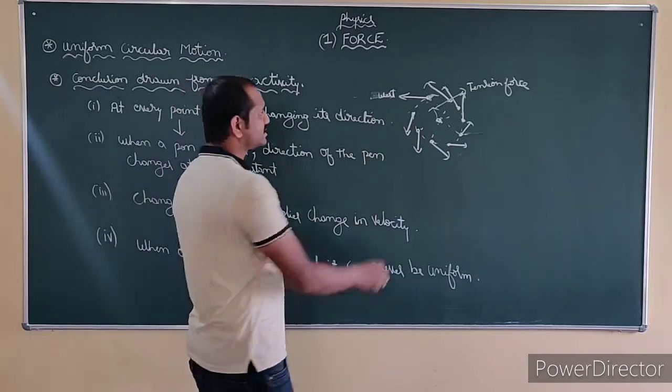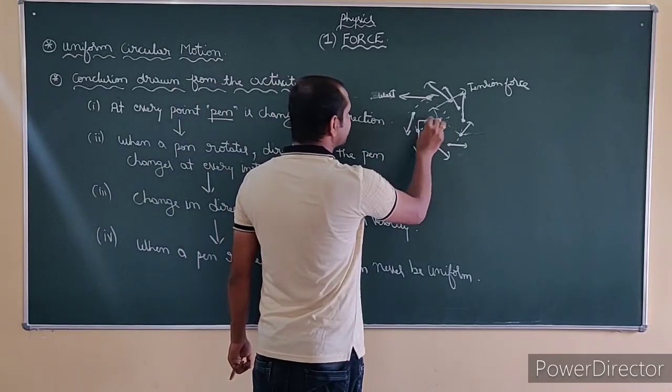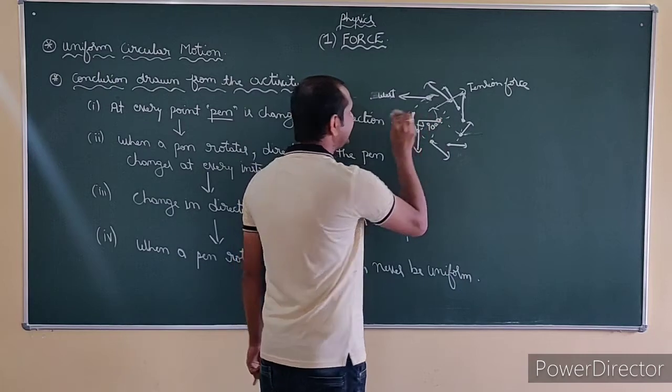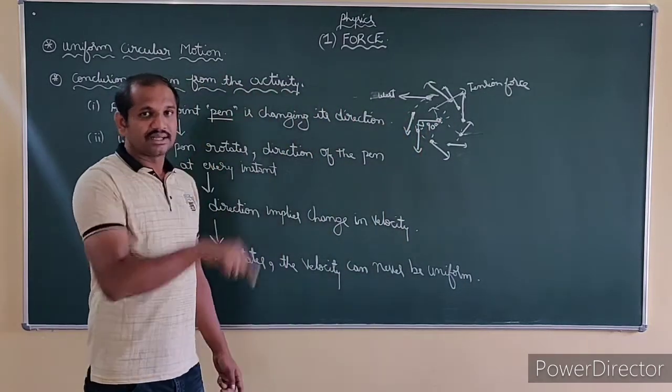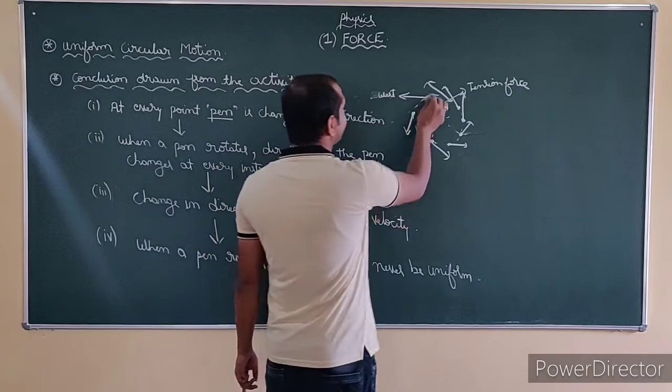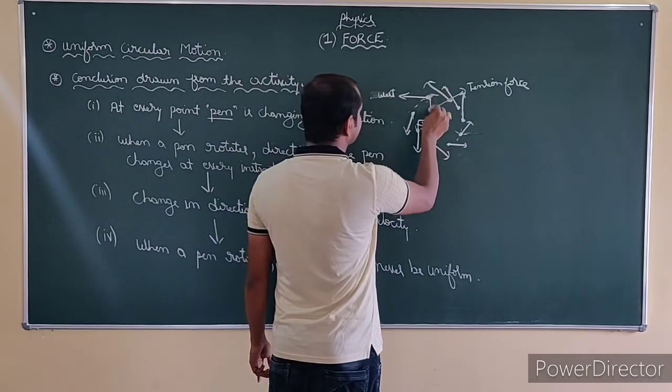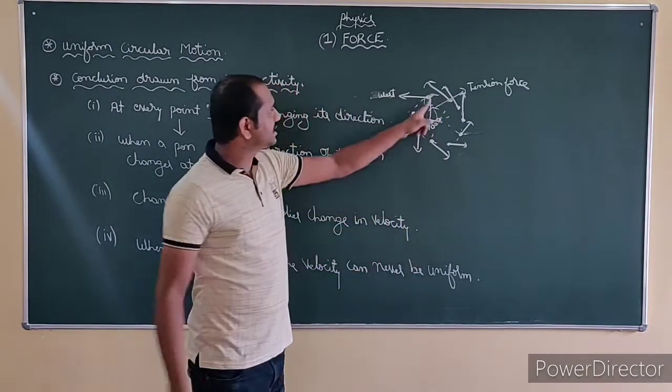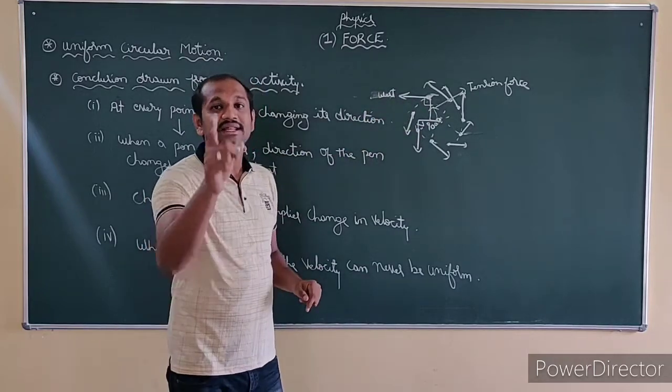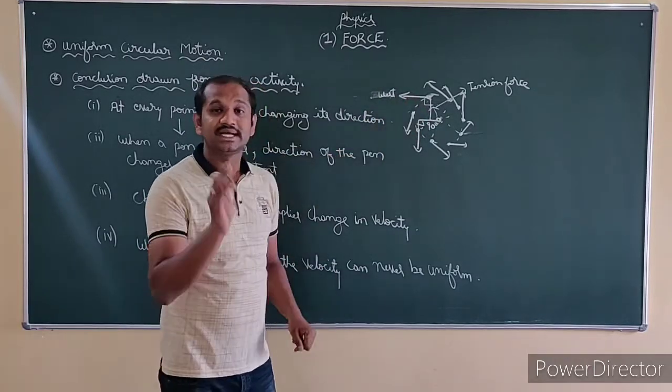So remember always, the force and direction will be at how much? 90 degrees. They will always be perpendicular to each other. See, if the pen is here, the force will be acting here. So what is the angle between the direction and force? The angle between the direction and force will always be 90 degrees.